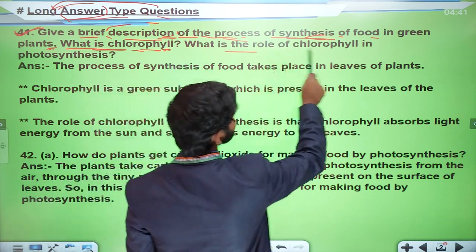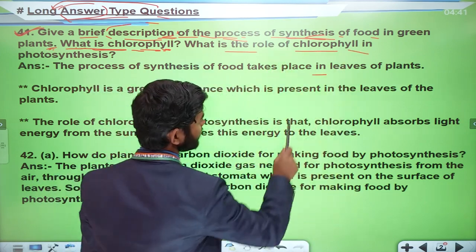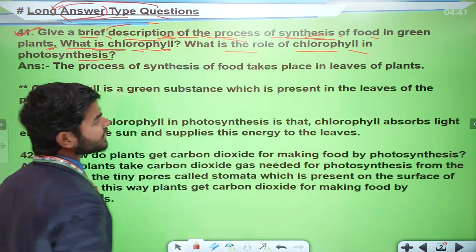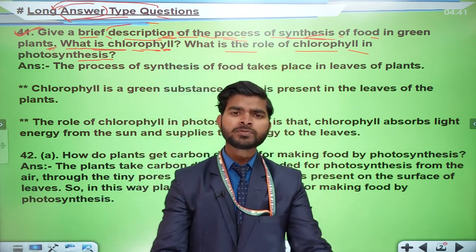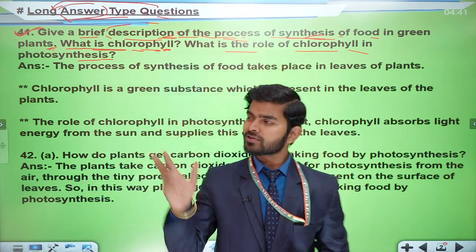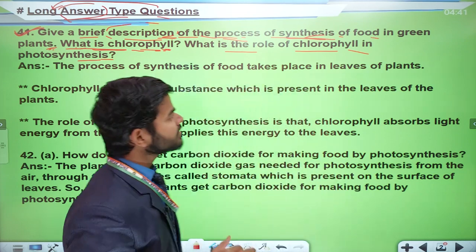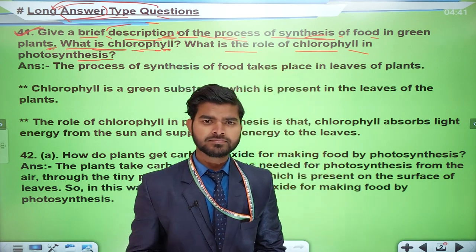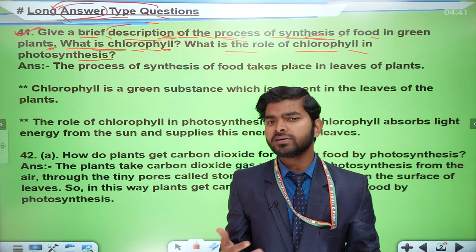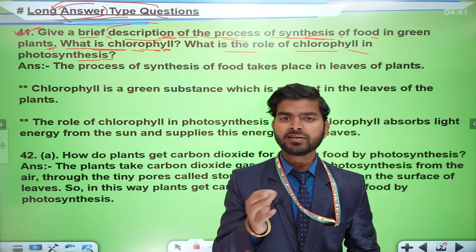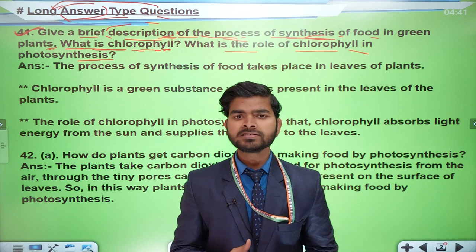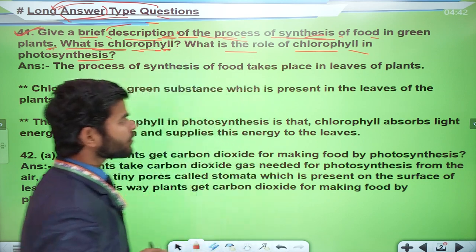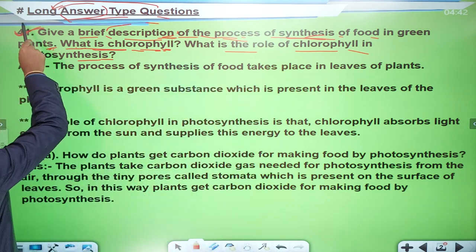Next one, what is the role of chlorophyll in photosynthesis? Here the question is asking why chlorophyll is present on the surface of the leaf. This is also part of this question. Or the question is, what are the functions of chlorophyll? Why is chlorophyll there? What will happen if chlorophyll is not present? That means chlorophyll is there on the surface of the leaf. There may be some functions, that's why chlorophyll is sticking over or inside the leaves. Okay, let me cover the answers of this particular question.